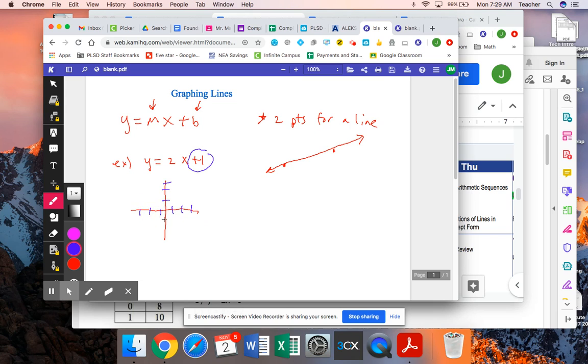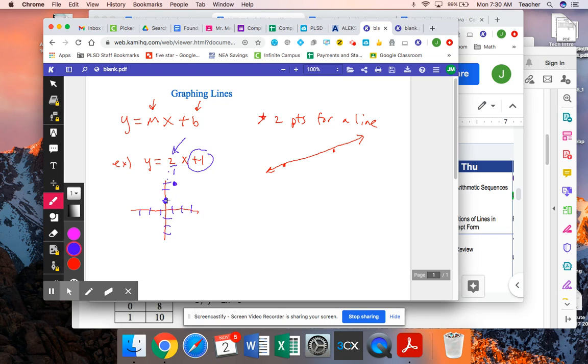The y-intercept is 1, and so at y equals 1, I put a point. And then to find another point on the line, I can just use the slope. Now, 2 is a number, but 2 over 1 would give me the form of rise over run. So I can go up to the right one, right? That's up to the right one.